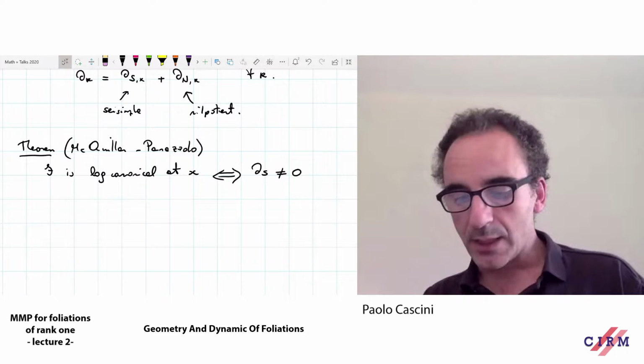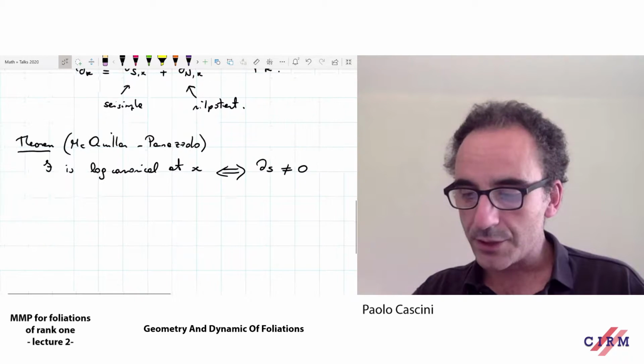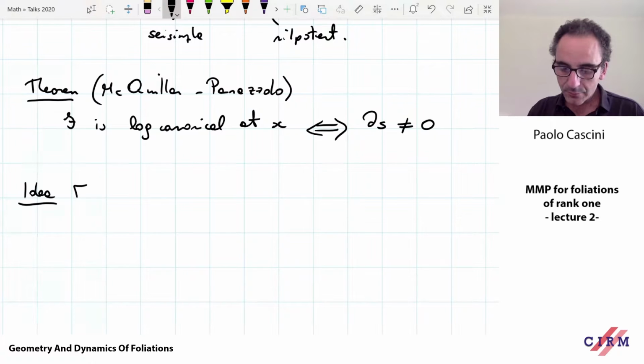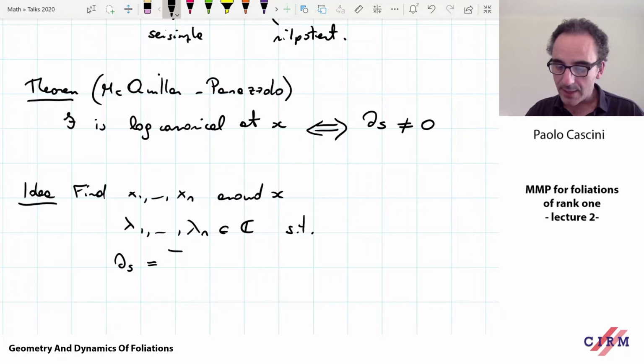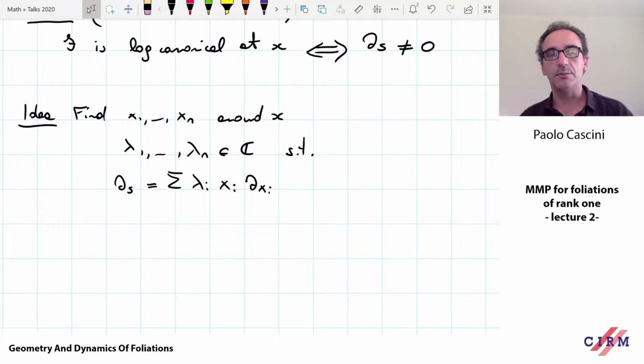It's a little bit weaker than canonical, but we'll see some of the other characterizations. So just to give an idea, we can find coordinates x1 to xn around x, and numbers lambda 1 to lambda n, such that we can write delta simply as the linear combination of these derivations. So somehow the linear part, the semi-simple part of the foliation is very simple to write down.